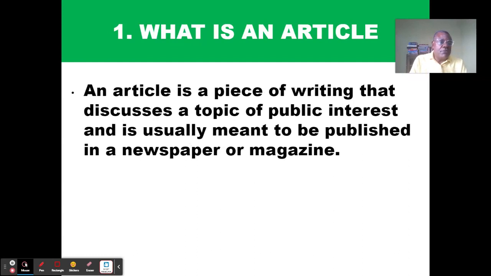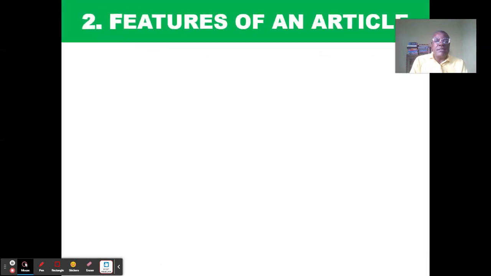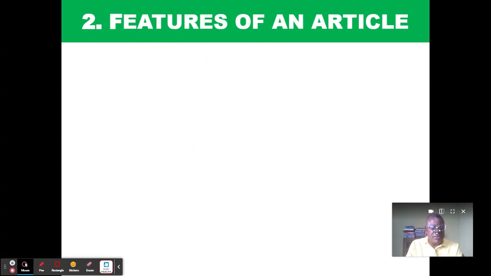Now, an article is a piece of writing that discusses a topic of public interest and is usually meant to be published in a newspaper or magazine. So in most English exams, you are asked to write an article suitable for publication, either in a national newspaper or in an international magazine or a school magazine. So an article discusses an issue of public interest, and that differentiates it from the college essay, okay?